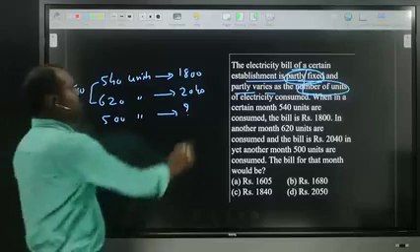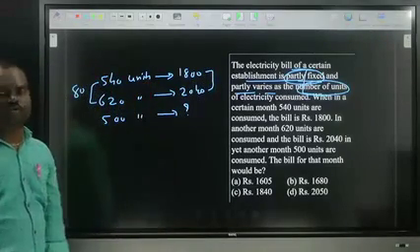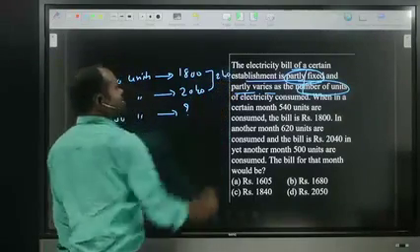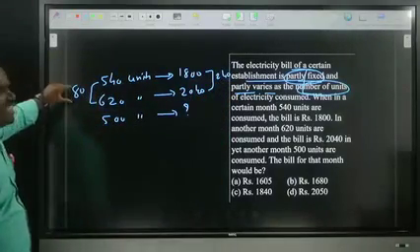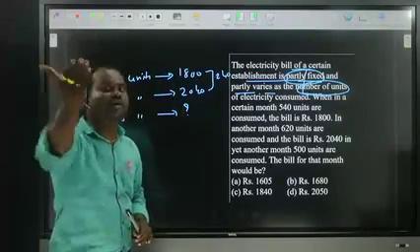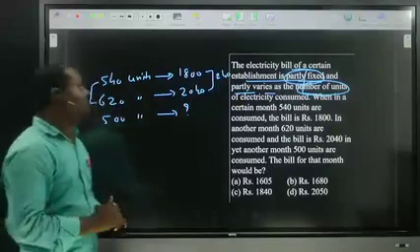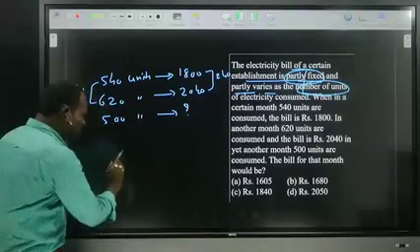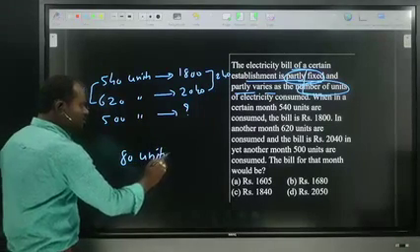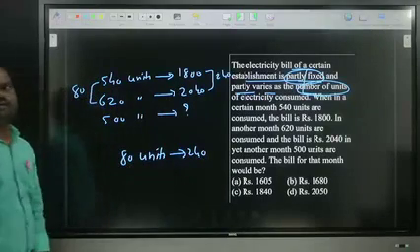From here to here, how much money is extra? Carefully observe, 1800 to 2040 means how much extra? 240. That means when 80 units are extra, 240 rupees are extra. When 80 units increase, 240 rupees increase. From that we get the clue that for 80 units the charge is 240 rupees. Okay? Now observe carefully.